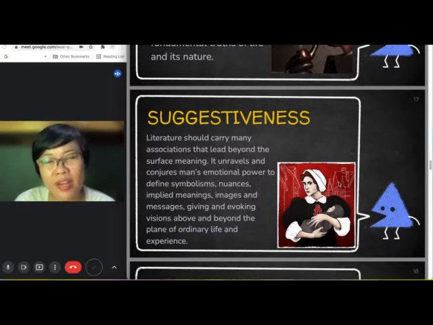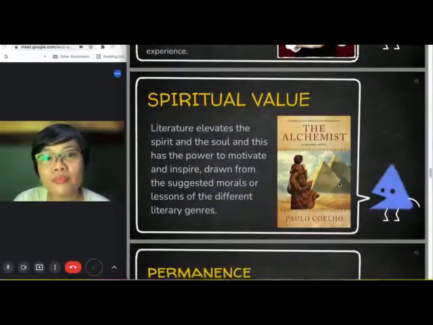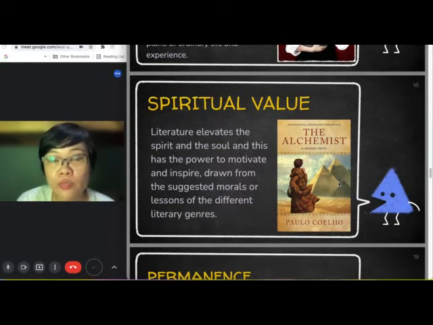All right, so it's very deep. It's a very deep story actually. So I would also recommend you to read this one. If not, you can watch the movie. All right. So the next one is spiritual value.